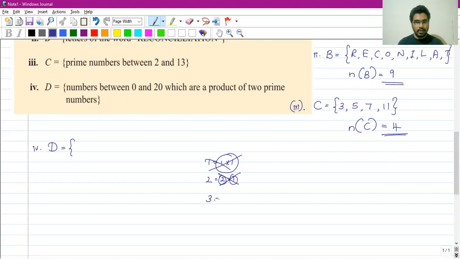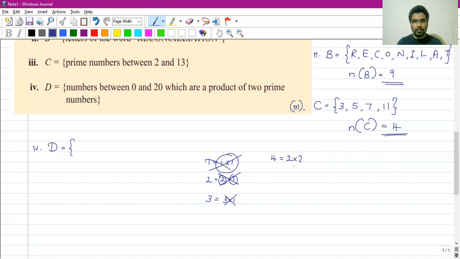So shall we take 3? 3 multiplied by 1? No. So this is also not. There are no two prime numbers. There is only one prime number because 1 is not a prime number. Please keep it in your mind very well. 1 is not a prime number. Okay. 3. Next 4. Yes, 4 is correct.